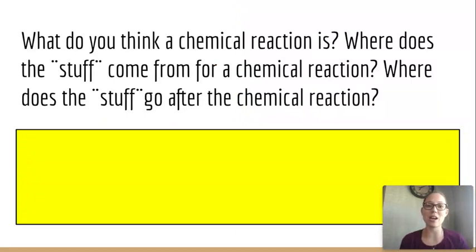What is a chemical reaction? Where does the stuff come from for a chemical reaction? And then after that chemical reaction takes place, where does it go? You can use examples from your everyday life that you think are a chemical reaction to help you start thinking about this. So this is like a quick write. I just want you to write anything and everything that you know right now before we talk about what a chemical reaction is in chemistry.